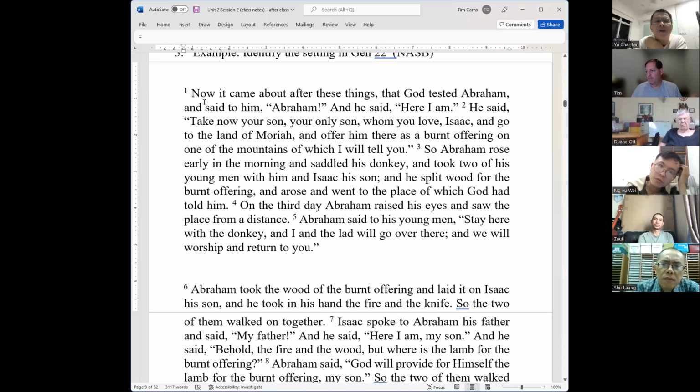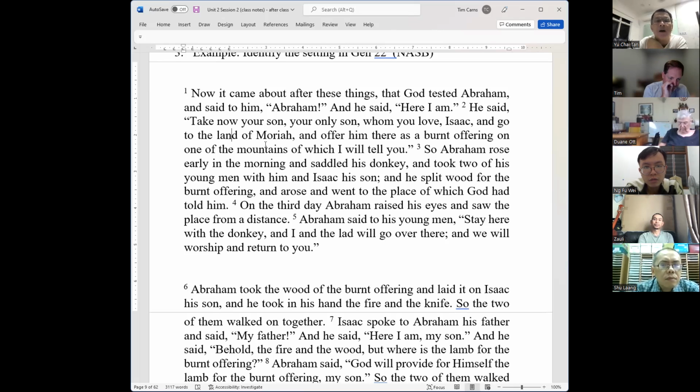Genesis 22, verse 1. Now it came about after these things that God tested Abraham and said to him, "Abraham." And he said, "Here I am." He said, "Take now your son, your only son, whom you love, Isaac, and go to the land of Moriah, and offer him there as a burnt offering on one of the mountains of which I will tell you."